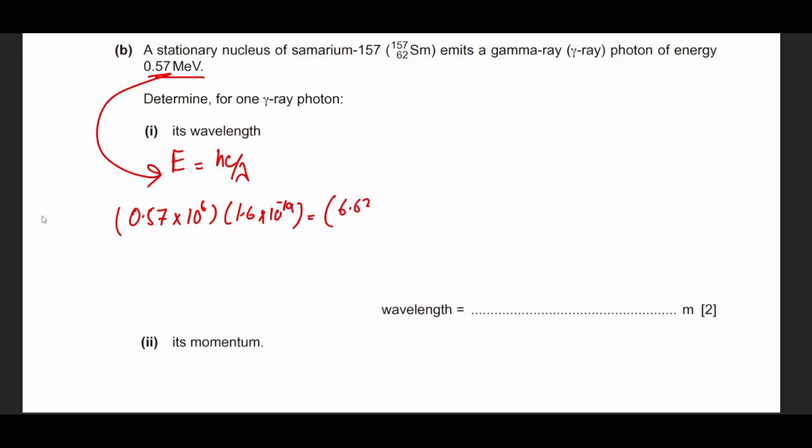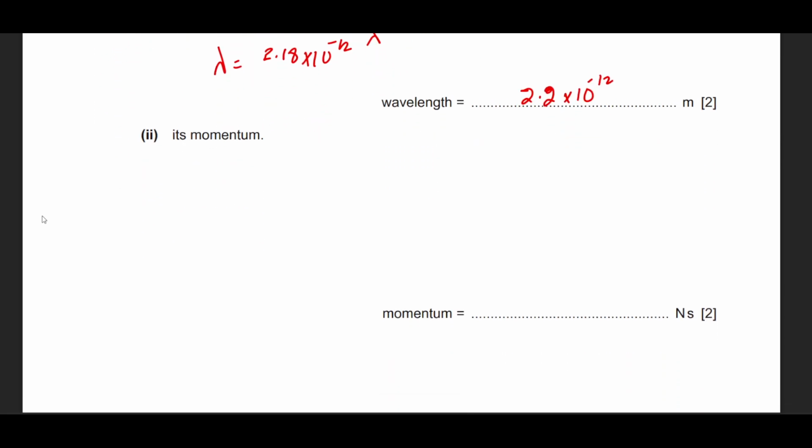h is Planck's constant, 6.63 into 10 raised to power minus 34. c is 3 into 10 raised to power 8. Lambda can be found. Lambda is equal to 2.18 into 10 raised to power minus 12. So this will be 2.2 into 10 raised to power minus 12 meters, or picometers.